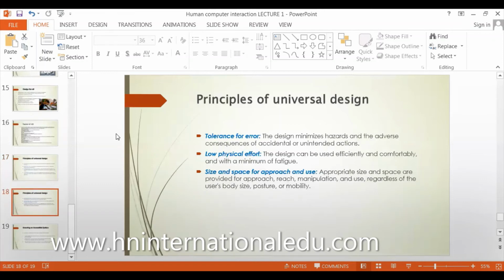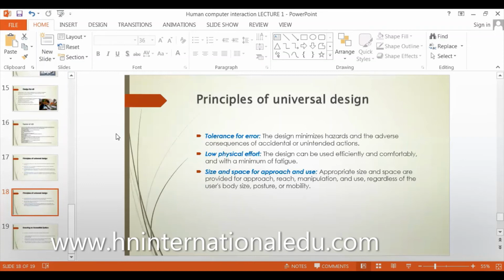Tolerance for error. The designer minimizes hazards and the adverse consequences of accidental or unintended actions. Your device must be able, or your app or any computer. I will use the word computer from now on for websites, applications, or any technologies. So your computer must be tolerant for error. It can handle the error. If any error comes, your system must be able to cope with it.